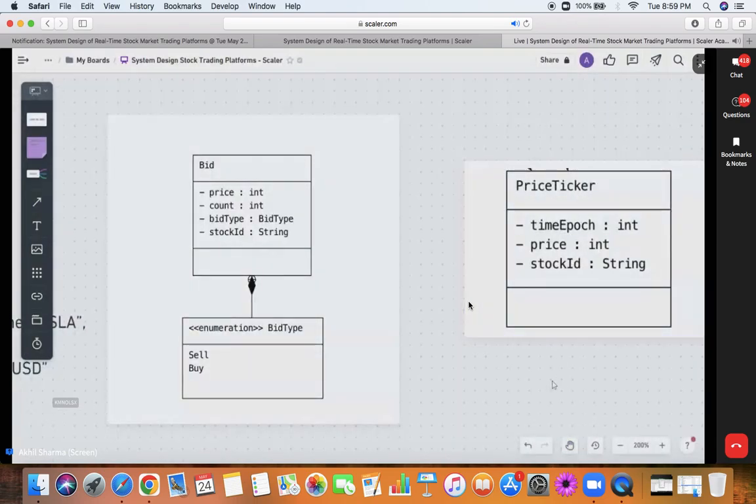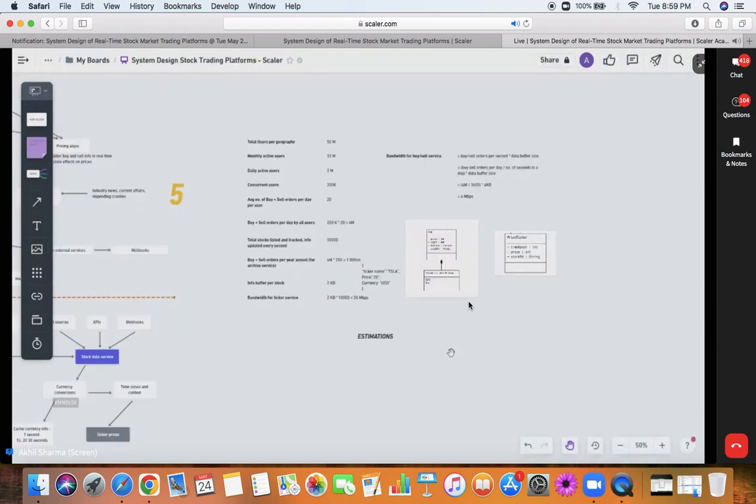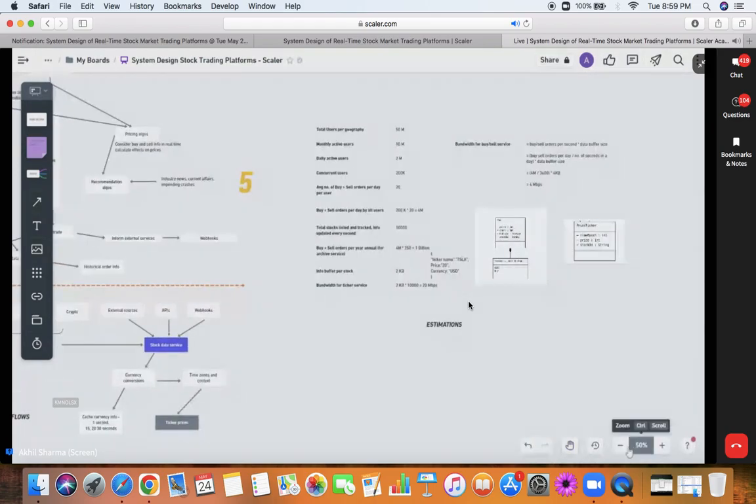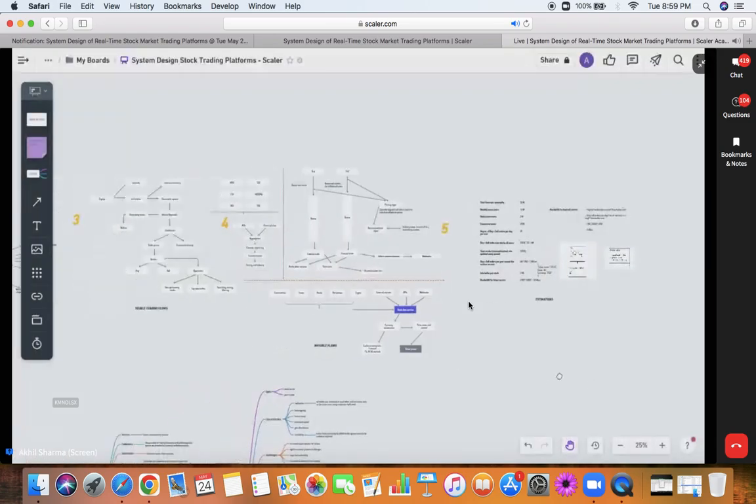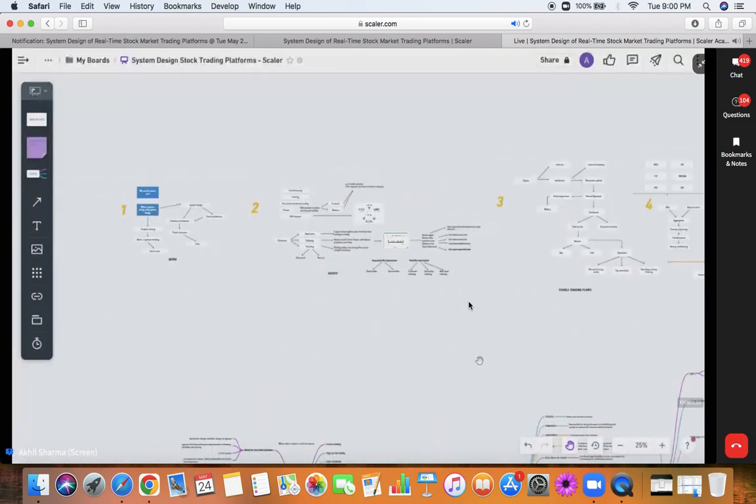We'll be actually designing the actual schema of every database. That's what low-level design is. All right. So we have covered quite a lot of topics.